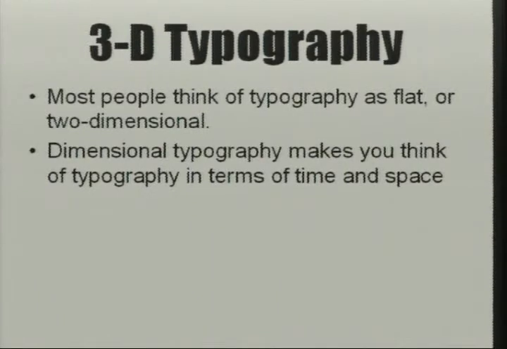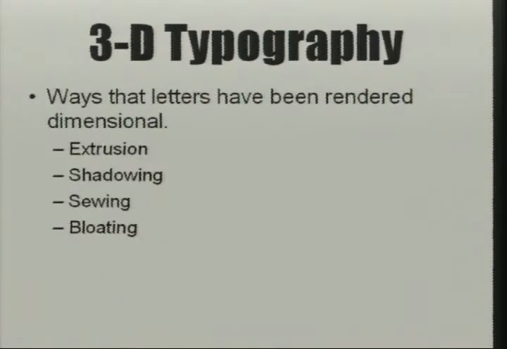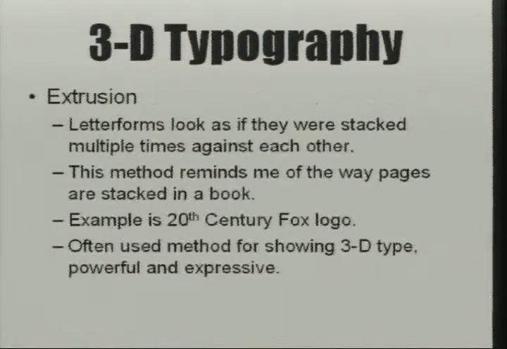Space, because we'll get into the ways that 3D typography shows space, but if you're thinking about it, when you read this, these are flat two-dimensional letters. In 3D typography, a lot of times you have to sometimes walk around it, look at it from different angles to get an idea of what it's like. Ways that letters have been rendered dimensional, and we'll try to get through the rest of this without too much longer: extrusion, shadowing, sewing, and bloating. These are just four. There's a couple of other ways as well.